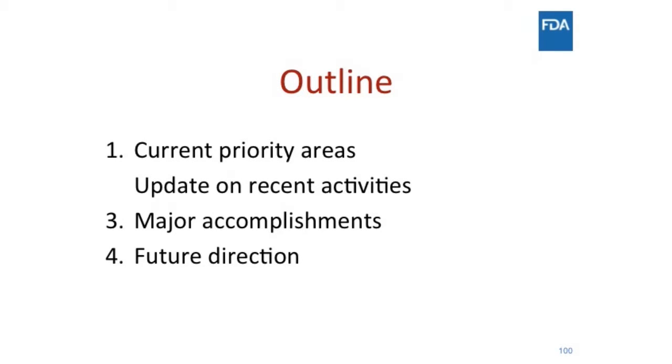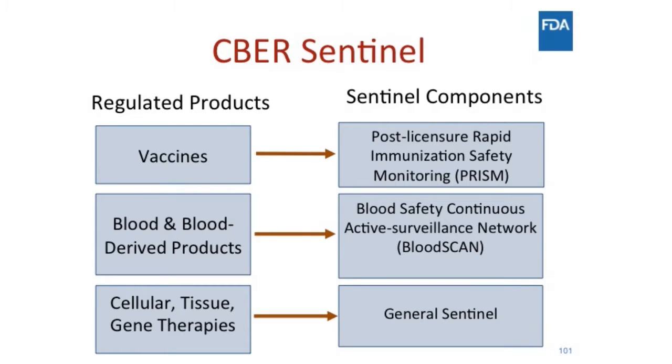So I'd like just to remind everyone that CBER has regulatory responsibility over biologics, which include vaccines, blood and blood-derived products, cellular tissue, and gene therapy products. With respect to the Sentinel program, the component of the Sentinel program that focuses on surveillance of vaccines is called PRISM. That component for blood is BloodSCAN, and we use General Sentinel for cellular tissue and gene therapy products.